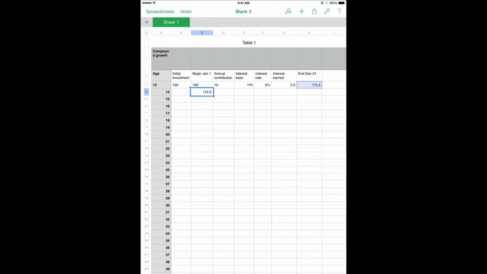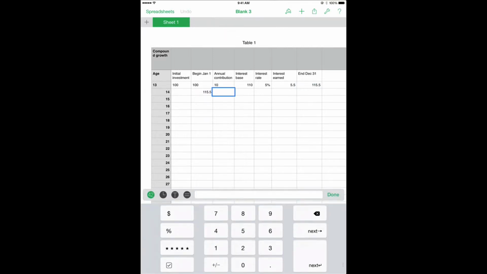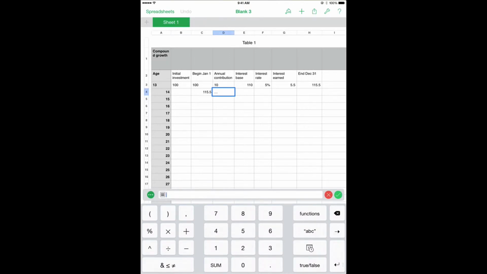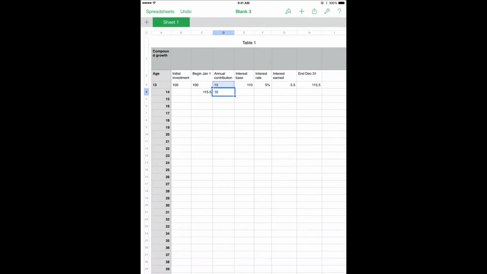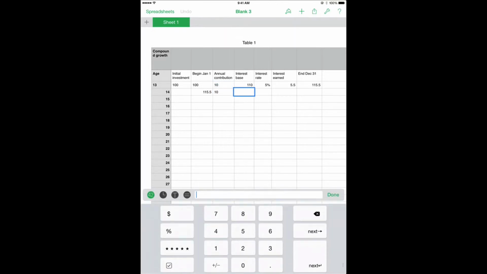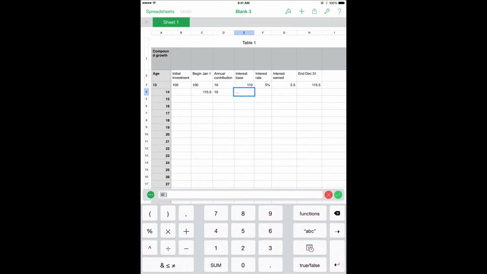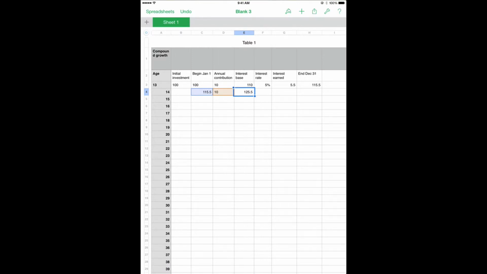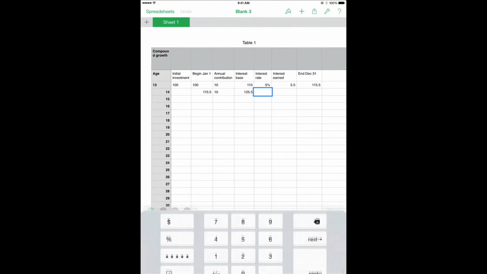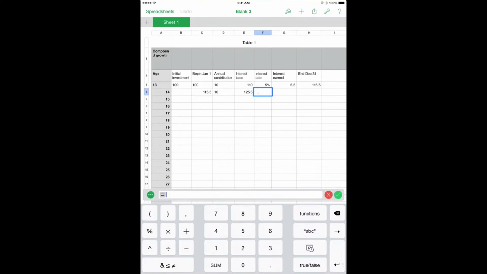Okay, now our annual contribution, this one here, is going to equal whatever we put in the previous year, $10. Good, so we like that. And the interest base, well, that's going to equal the beginning amount plus our $10. See how I'm putting the formulas in? If I put the numbers in, I'm going to get all messed up. I want to put the cells in. So now our interest base is 125.